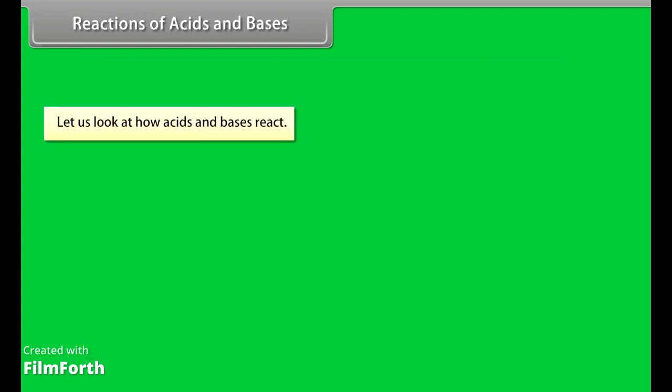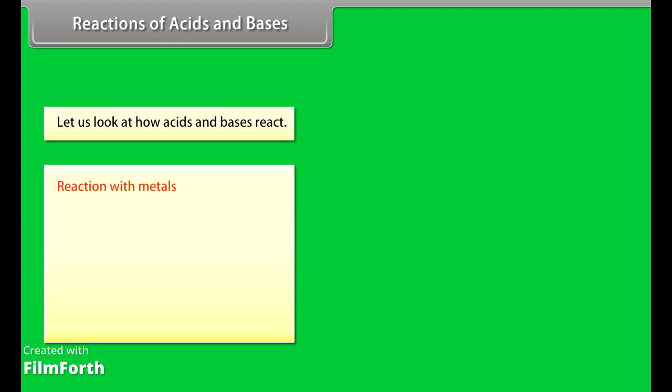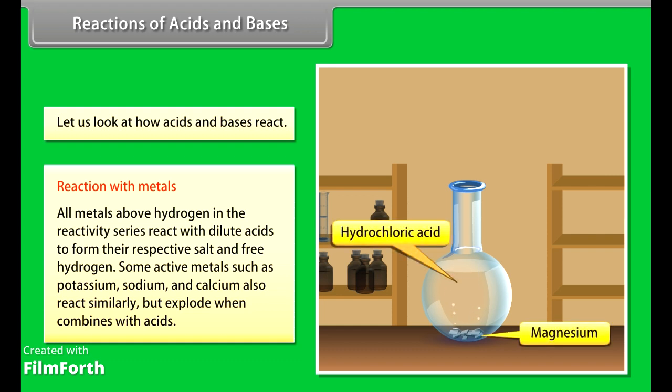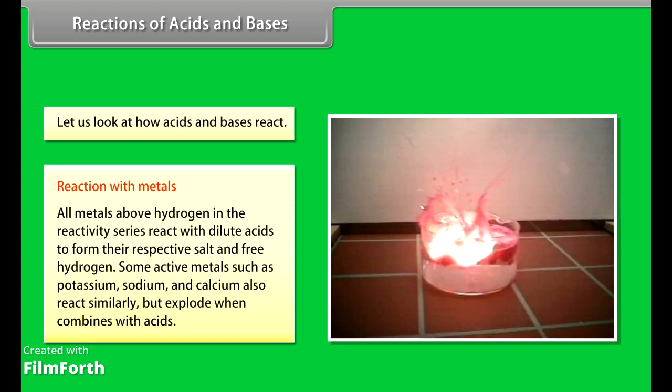Let us look at the different reactions of acids and bases with metals, metal carbonates and metal hydrogen carbonates, and with each other. Reaction with metals. All metals above hydrogen in the reactivity series react with dilute acids to form their respective salt and free hydrogen. Active metals such as potassium, sodium and calcium also react similarly but explode when combined with acids.